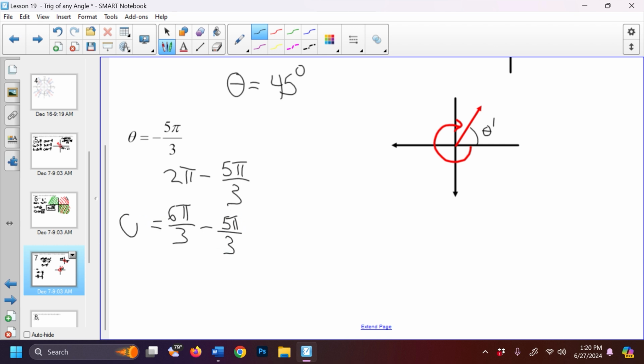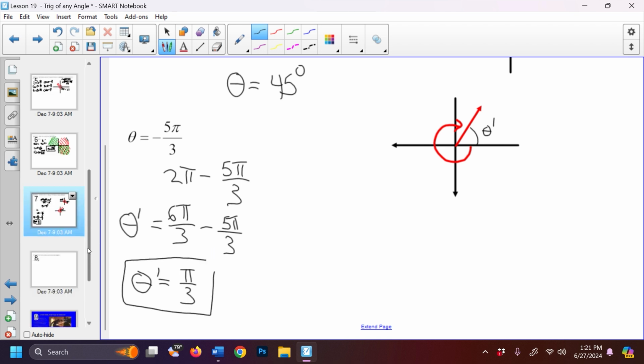Subtract away the 5 pi over 3. We'll put our theta prime out in front there. And 6 minus 5 is just 1. So my theta prime is just equal to pi over 3. We wouldn't put 1 pi as our final answer.